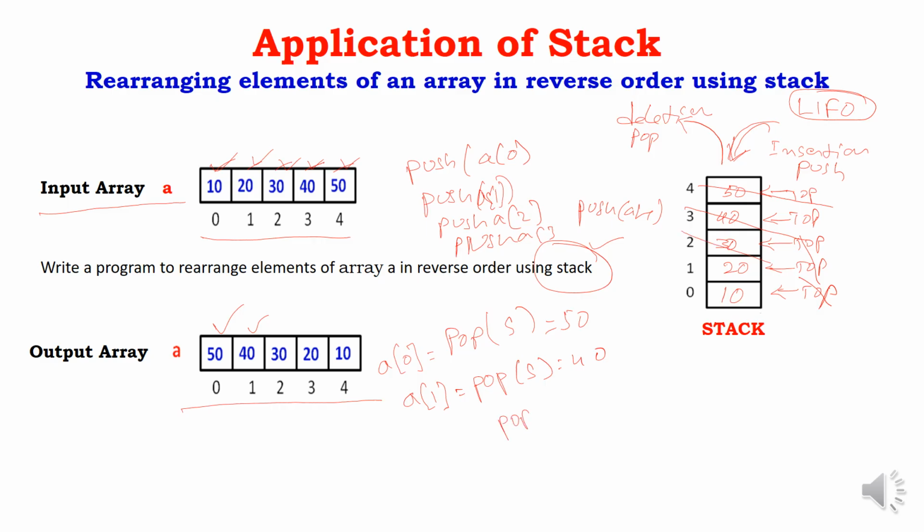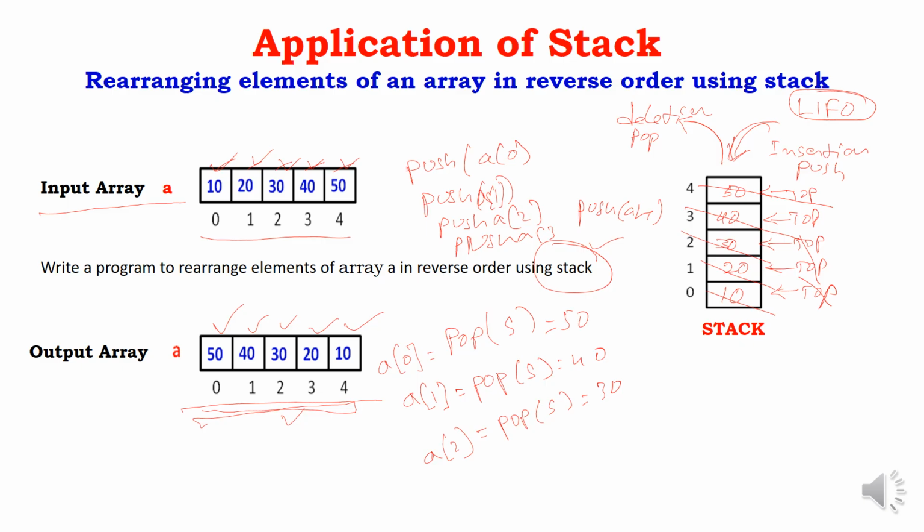Pop the stack. That will be 30, and it will be placed in A2. Next pop 20, which is placed in A3. Next pop 10, which will be placed in A4. So the elements of the array have been rearranged in reverse fashion. The array now contains 50, 40, 30, 20, 10, which is exactly the reverse of the input array 10, 20, 30, 40, 50. So this is the procedure to rearrange elements in reverse order.